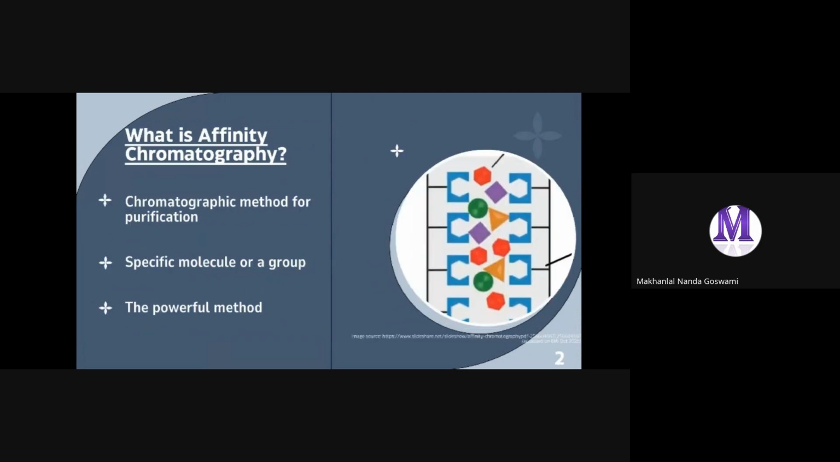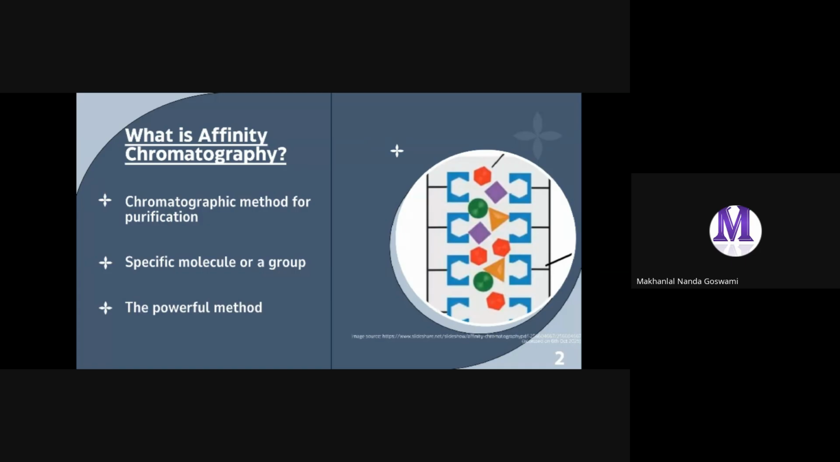So, first of all, we need to understand what is affinity chromatography. Affinity itself is a word which describes this type of chromatography. Affinity means attraction to something. So, in the picture, as you can see, there are empty spaces, structures attached to the wall, and in between there are many shapes like circle, square, hexagon, etc. So we can understand that the hexagon shape will only perfectly fit in that empty shape.